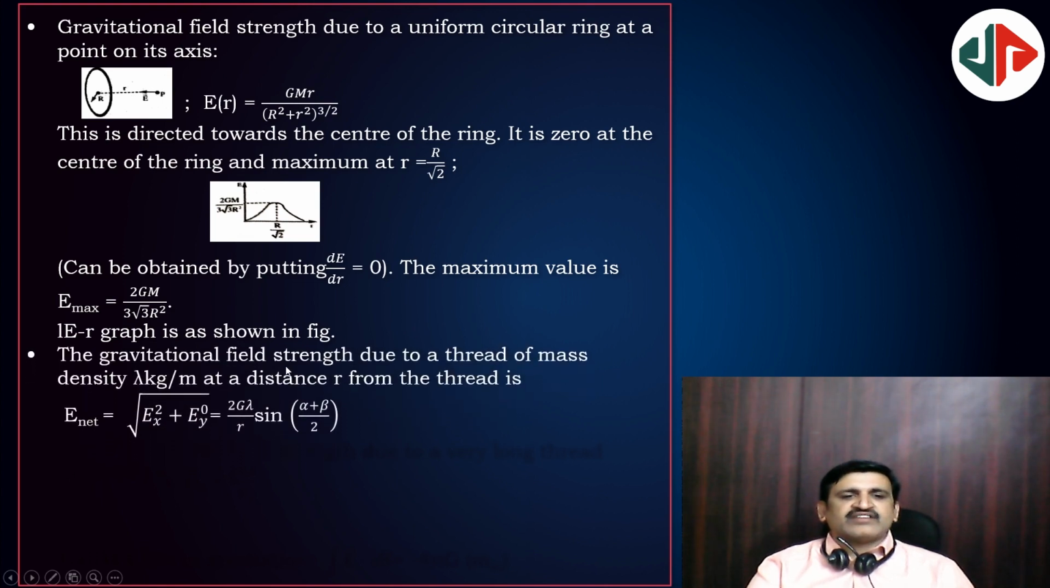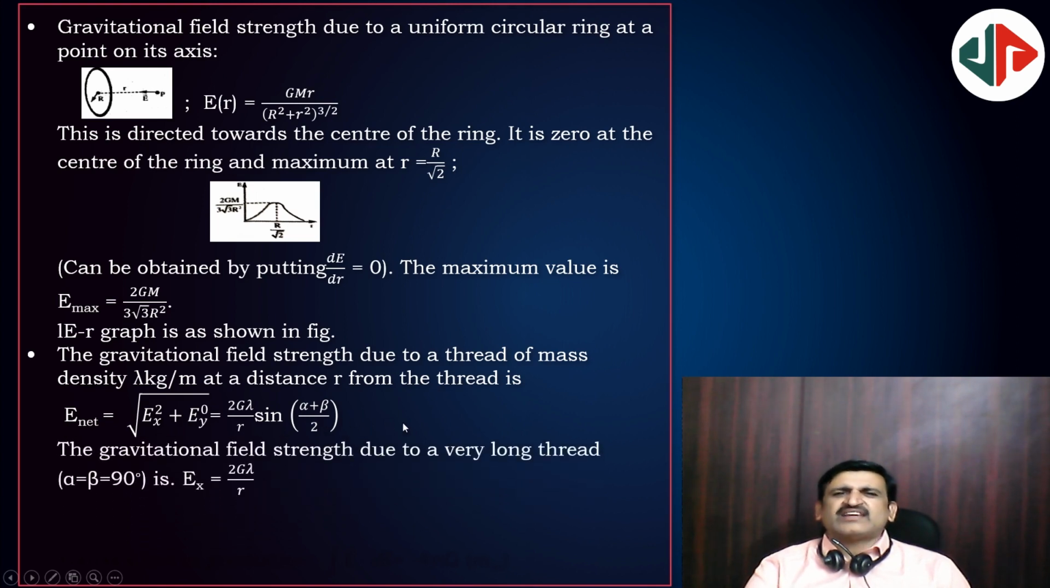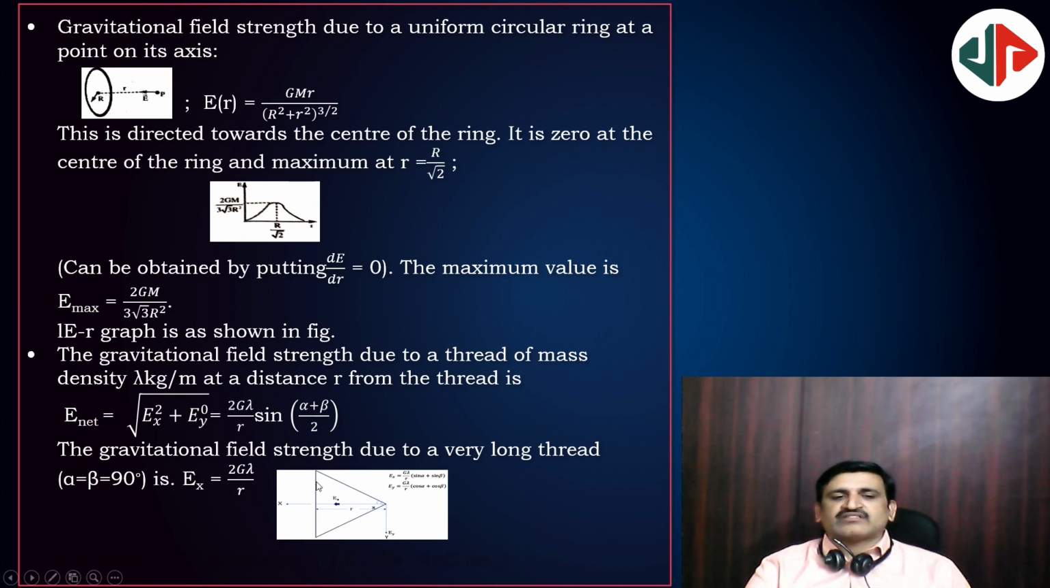Next, gravitational field strength due to a thread of mass density lambda kg per meter at a distance r is given by 2Gλ by r sine of (alpha plus beta) by 2. It is a linear mass object, just like in electricity. This is the picture: this straight line has mass, and at a distance r we are going to find the gravitational field intensity. The expression is 2Gλ by r sine of (alpha plus beta) by 2.